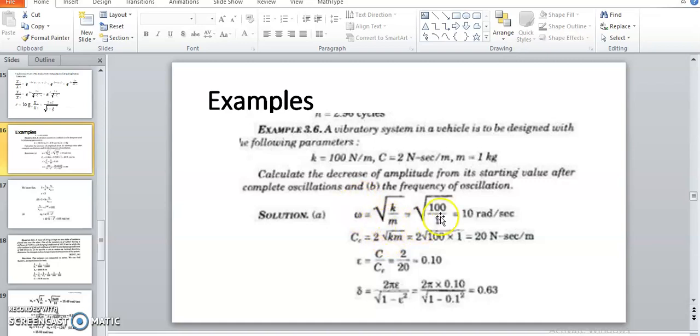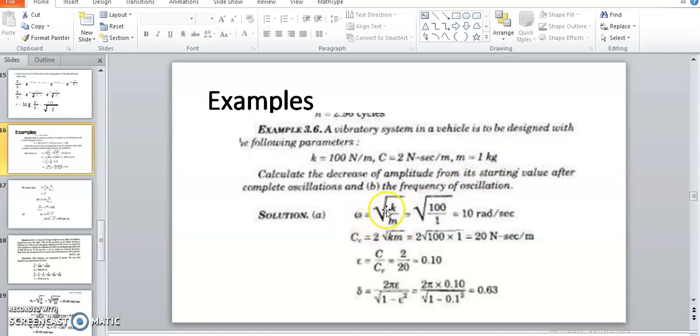So here you don't convert this mass into Newton. You put mass in terms of kg. If the stiffness value is in terms of Newton per meter, then don't convert the mass in terms of Newton. Keep it as it is, in terms of kg.